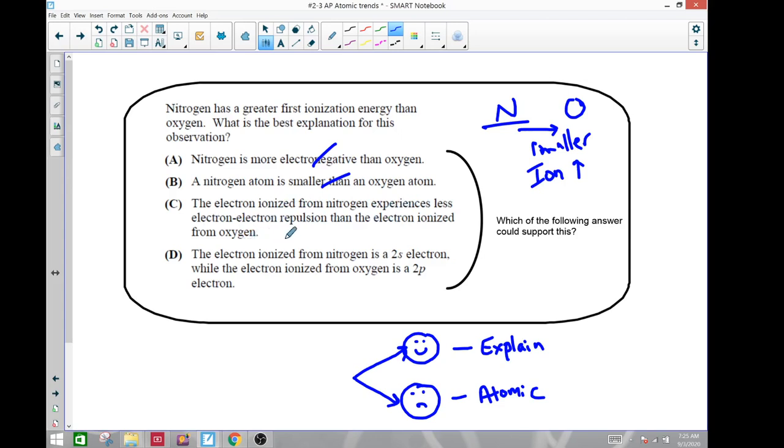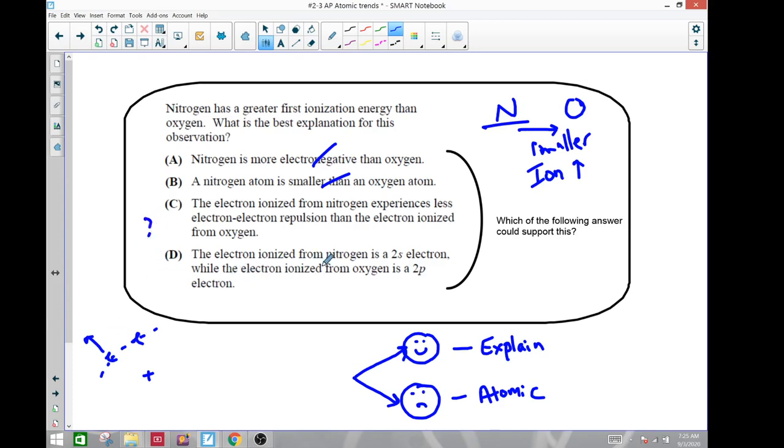If it's got less electron repulsion, remember this is what's gonna kick the electron away. So if there's more electron repulsion, it would literally, okay, so you have electron, you have the nucleus. If it experiences less electron repulsion, then it would be more difficult to remove. So this one possibly could work. Let's check this one out.